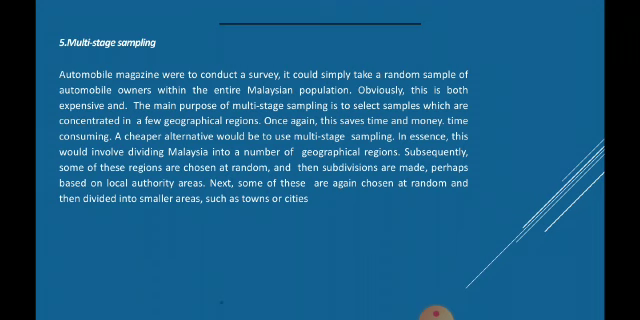Fifth method, multi-stage sampling. For example, if automobile magazines were to conduct a survey, they could simply take a random sample of automobile owners within the entire Malaysian population. Obviously, this is both expensive and time consuming.